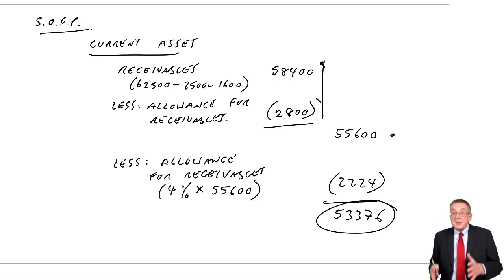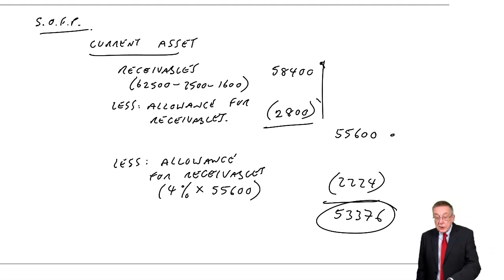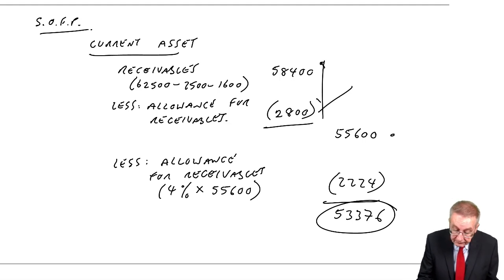So there is the final figure for receivables. We've subtracted those two allowances. The first one we call a specific allowance.